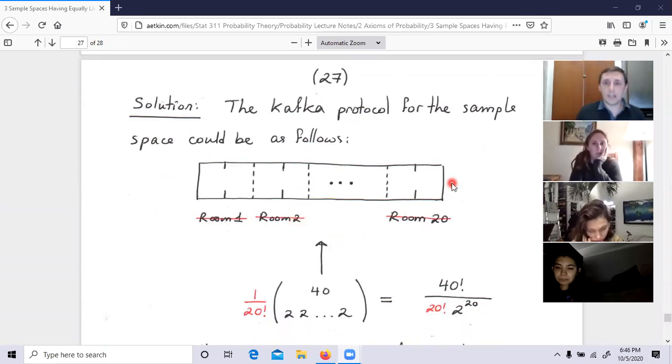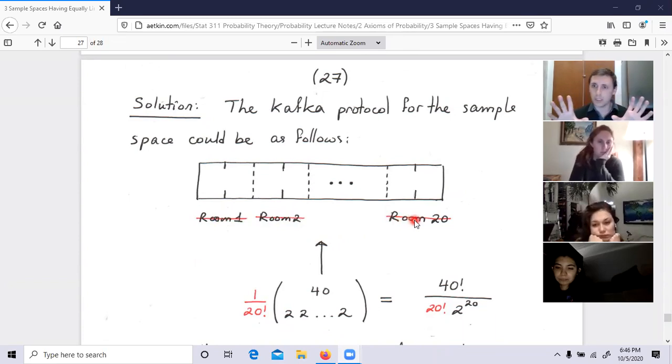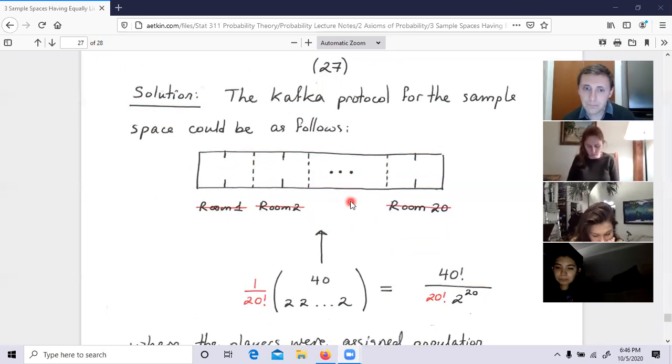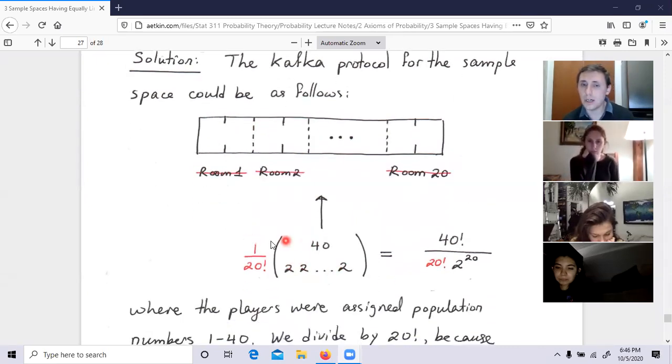So first of all, I think of the Kafka protocol for the sample space. So I first imagine that the paper given to me has room 1, room 2, all the way to room 20, because there are 40 individuals. You divide them by 2, and that's how you know how many rooms you have. Good. So initially, the rooms are like the dragons. Here I have the players ranked by population number, and I place a small number, a bigger number like this, right? And that's the room divider. So this tells me that there are 40 choose 2, 2, 2, 2 possibilities of filling this document, where the rooms are the dragons and the players are my knights. So there are initially 40 factorial divided by 2 to the power of 20 possibilities of filling this information out.